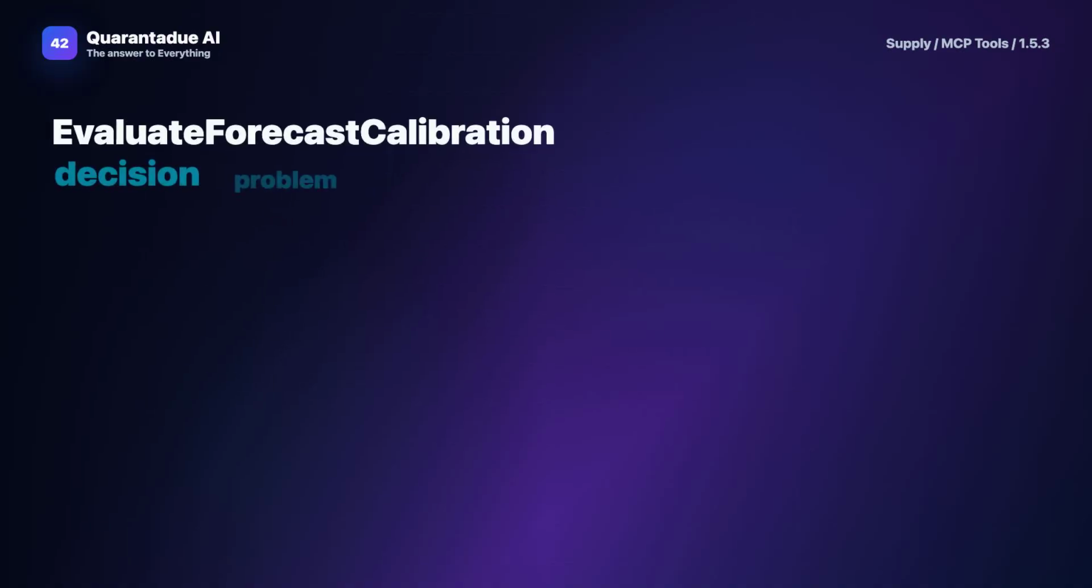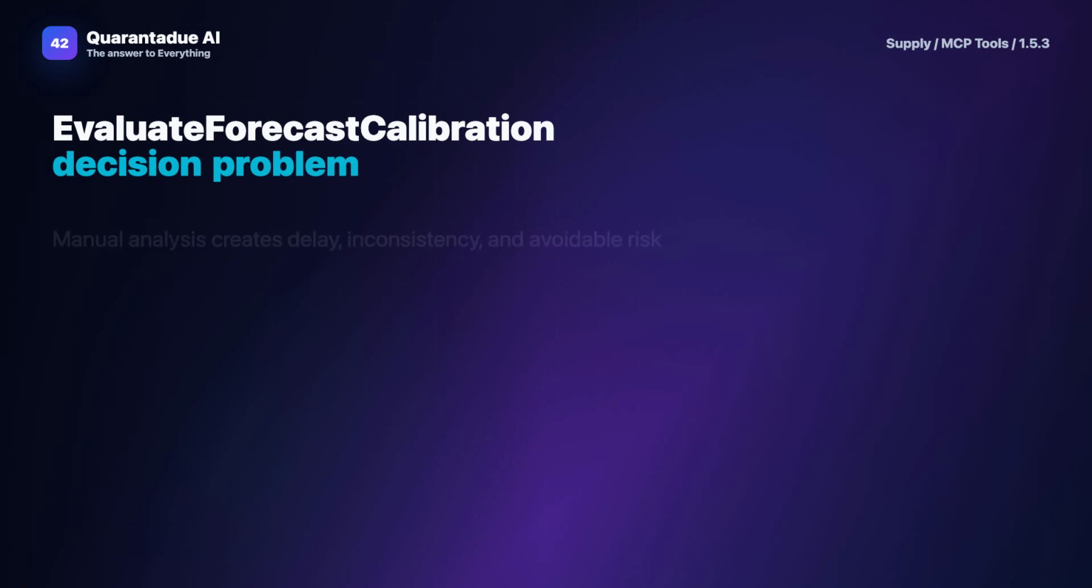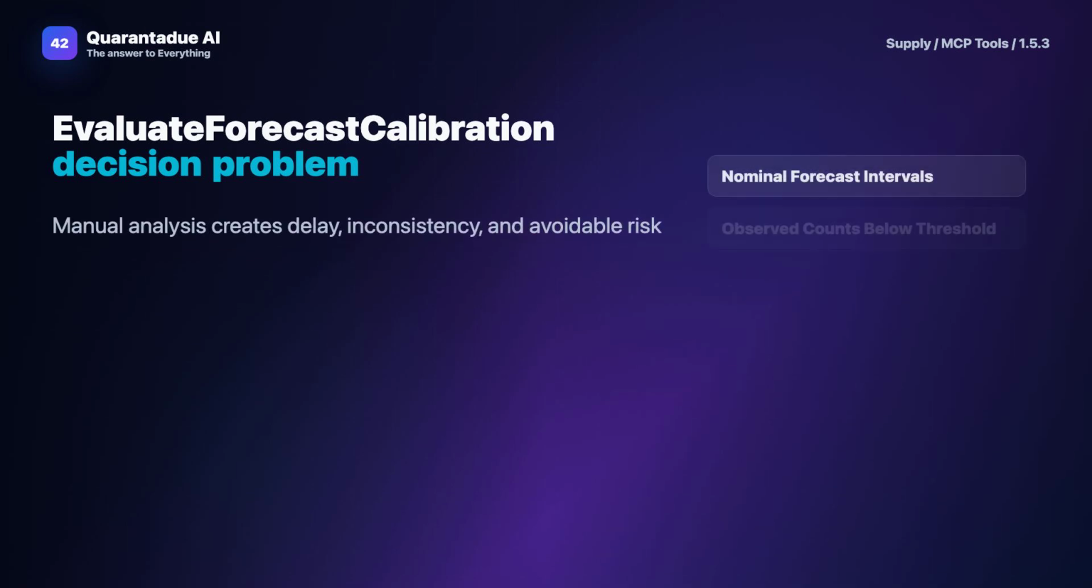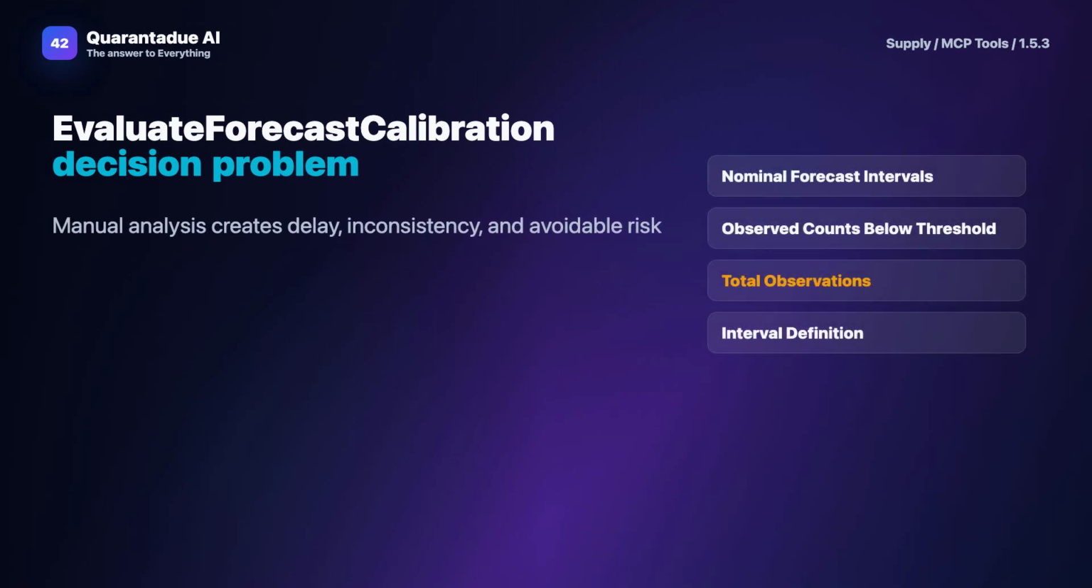Generic tools like spreadsheets or business intelligence software don't include built-in statistical tests for calibration. They might measure accuracy, but not whether the probabilities themselves are reliable. This means planners are flying blind, making critical decisions with intervals that may be too narrow or too wide. The real challenge is that without calibration, you can't trust your risk assessments, leading to either wasteful overstocking or risky understocking. Now, let's explore the technical method behind calibration evaluation.